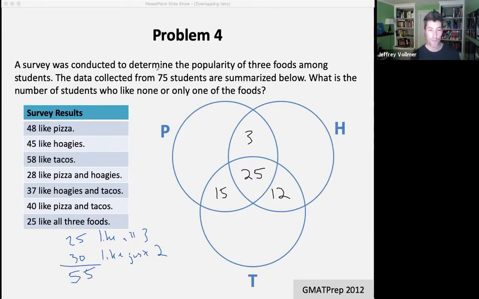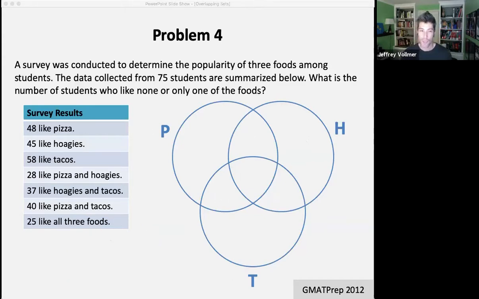There's 75 people in the entire survey, so there are 20 people who don't like 3 or 2 of the foods. That means there are 20 people who like either 1 or none of the foods. And so the answer would be 20. You actually don't need to find all the individual spots here. So work inside out until you have enough information. So that is kind of one way to proceed.